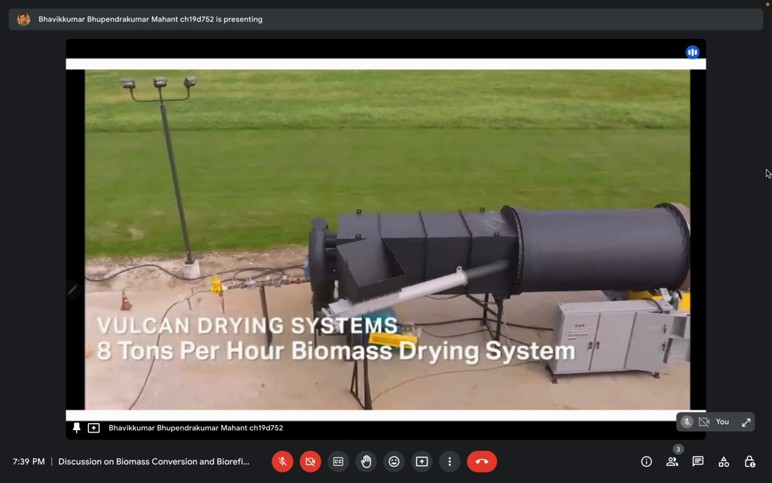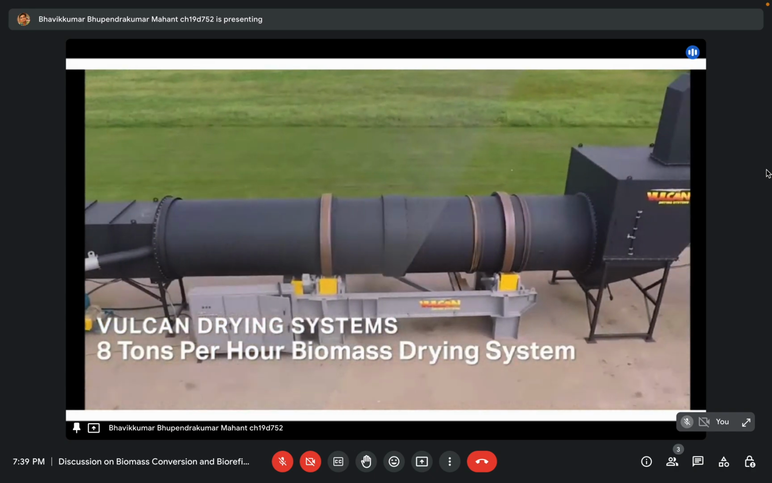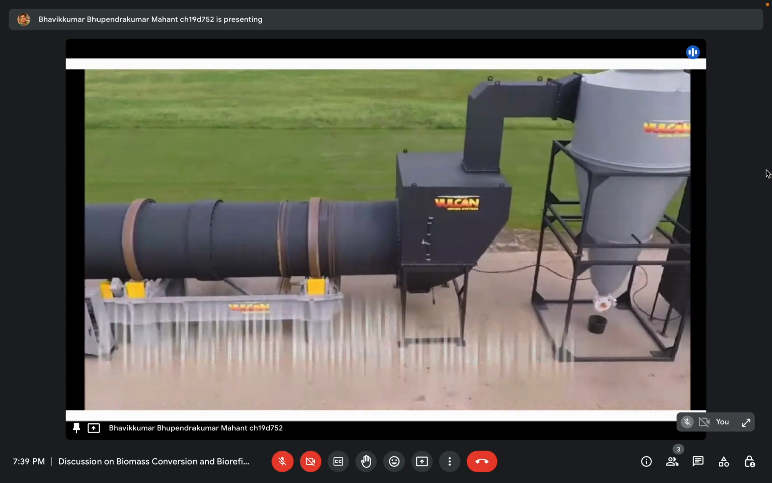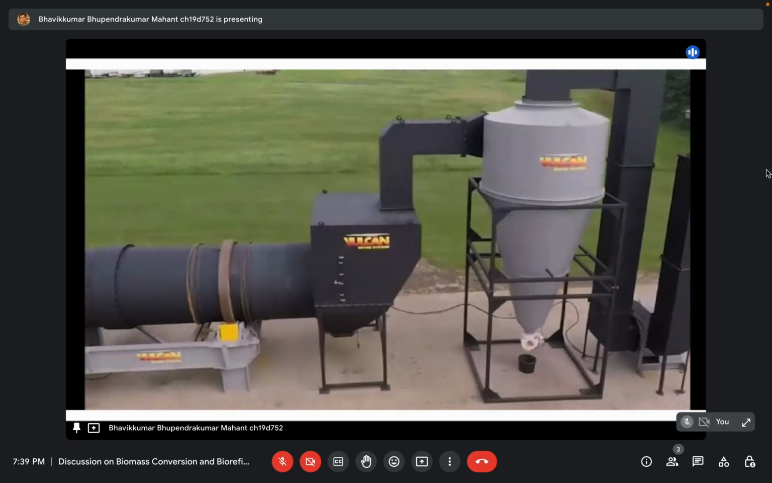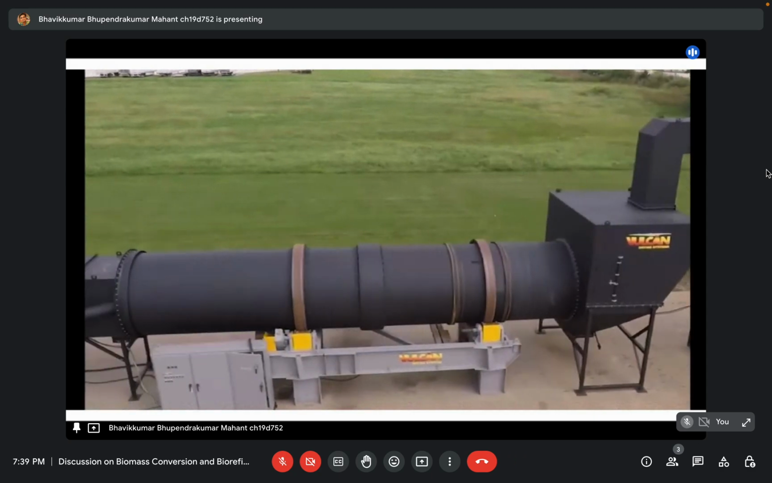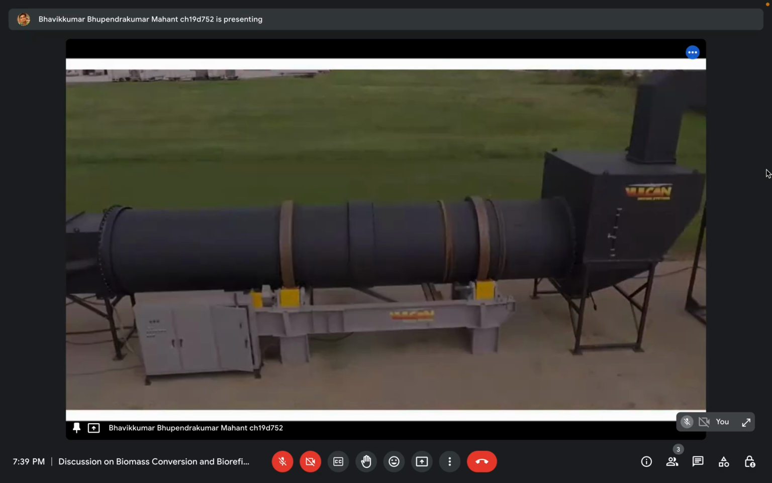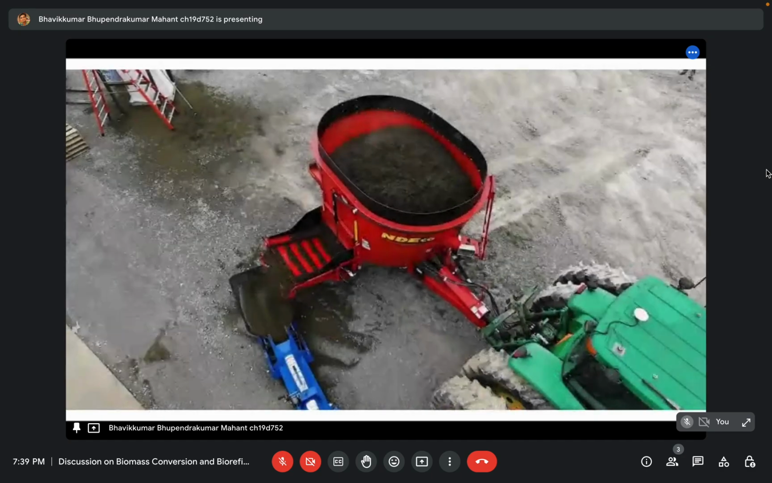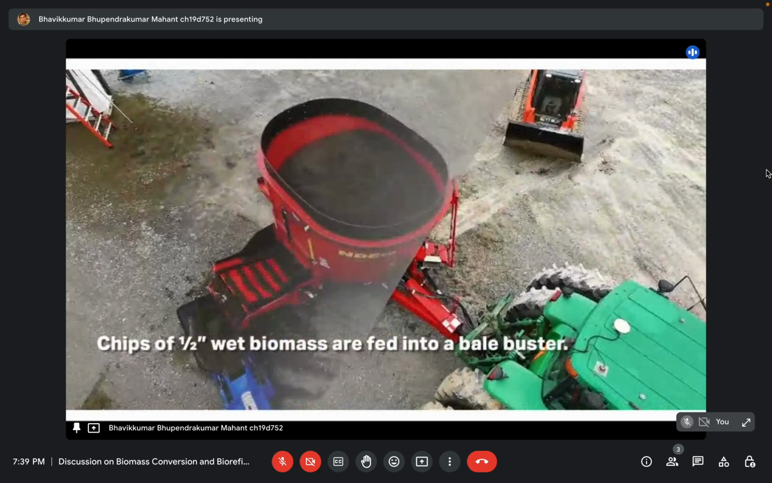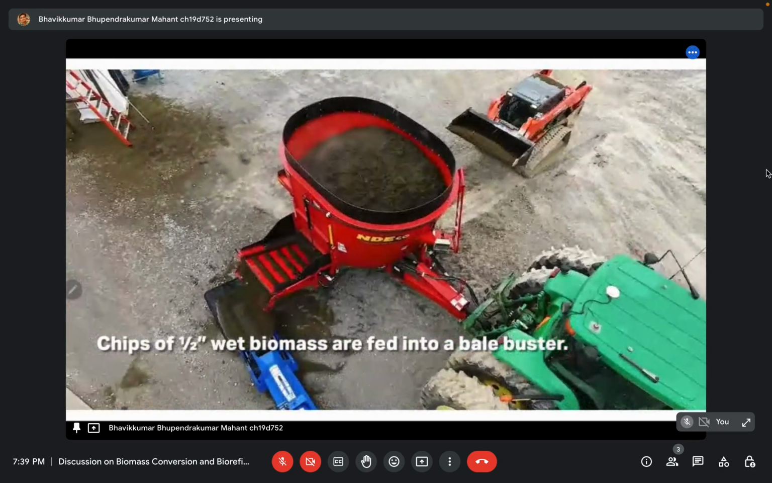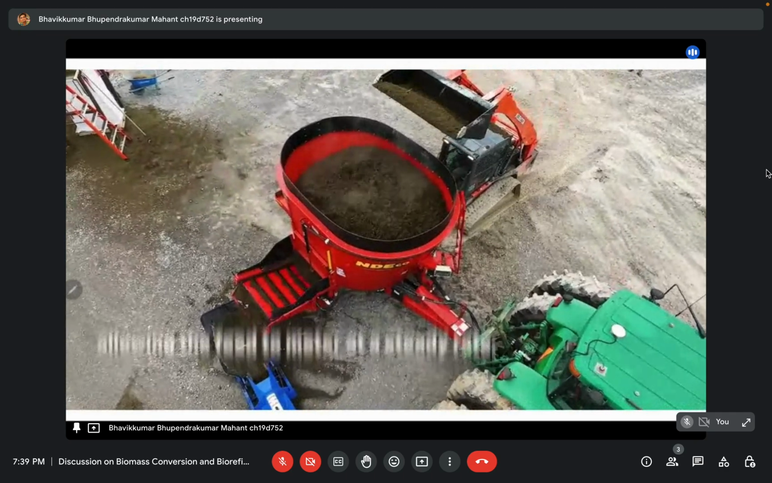So this is a dryer which has an 8 tons per hour biomass drying system. So it is able to dry 8 tons of biomass in 1 hour. The horizontal part is the dryer part, and this other part is, I think, the cyclone separator. So just see. This is wet biomass. As you can see, it has wet biomass chips. They come and are put in here. You can see there is very high moisture content.